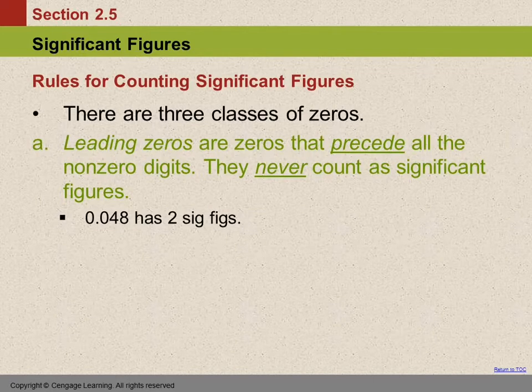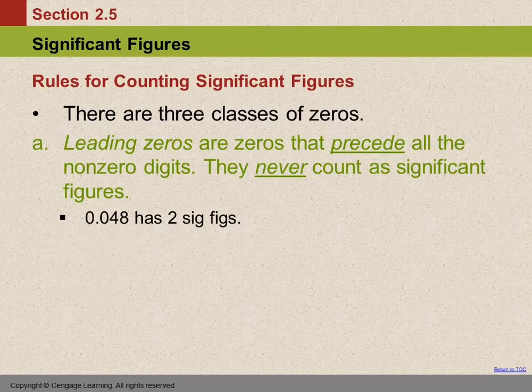It's the zeros that get a little confusing. There are 3 different kinds of zeros. Leading zeros are the ones that precede all the non-zero digits, so they come at the beginning. We read from left to right, and zeros that come at the beginning of the number are called leading zeros. They are never counted as significant figures. The only reason these zeros are here is to hold a decimal place. They don't really reflect a measurement, so leading zeros don't count.